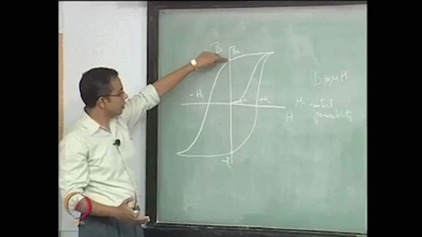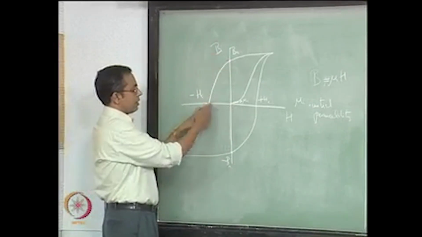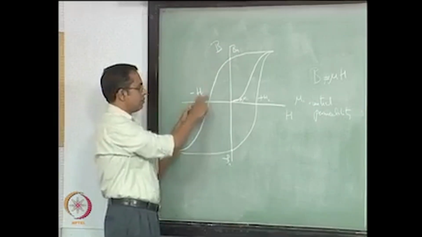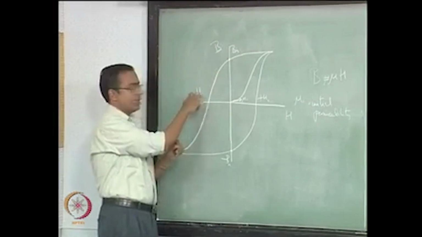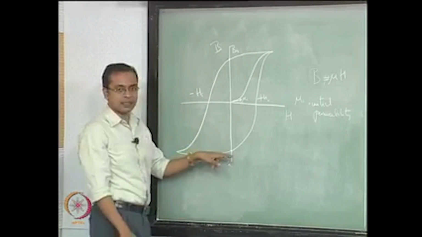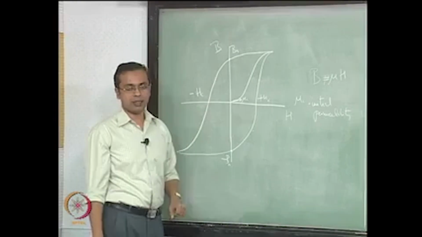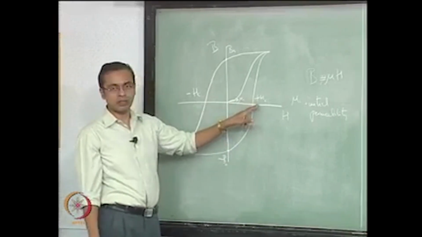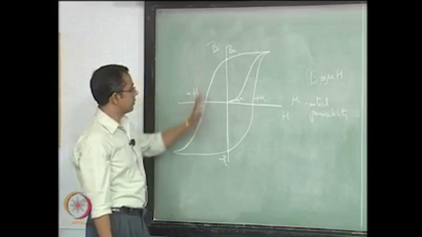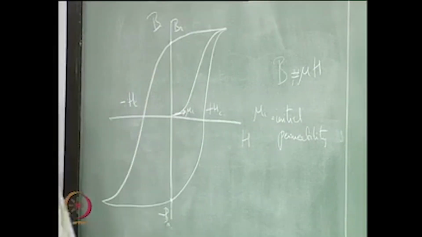Now to remove that induction, you have to actually apply an opposite field of this strength before that induction drops to 0. That is coercivity. Similarly, when you return, again you will have in the opposite direction the induction, and you correspondingly raise the field in the positive direction before you can cancel it. So this is how a ferromagnetic material responds to changes in field.